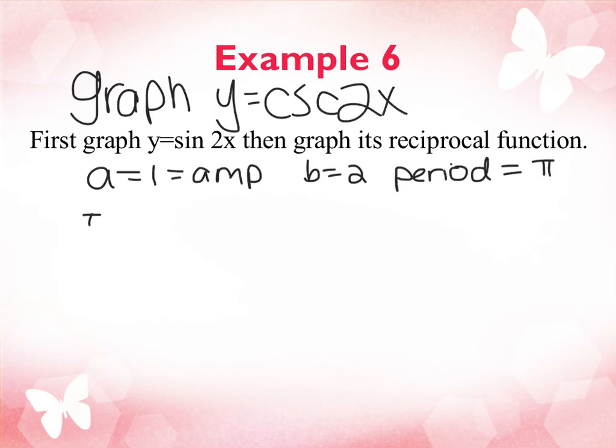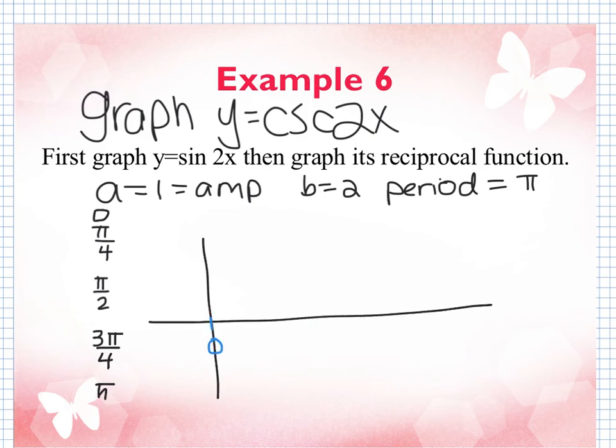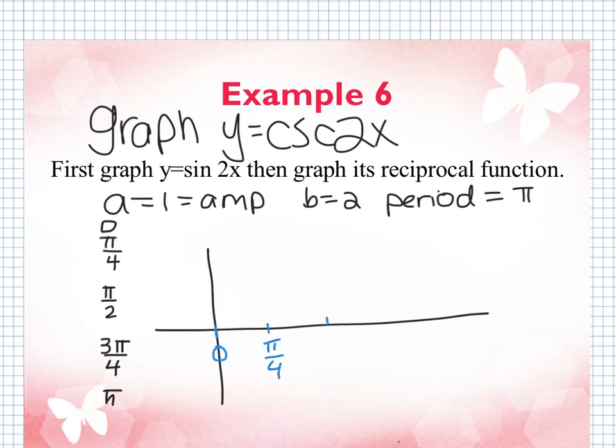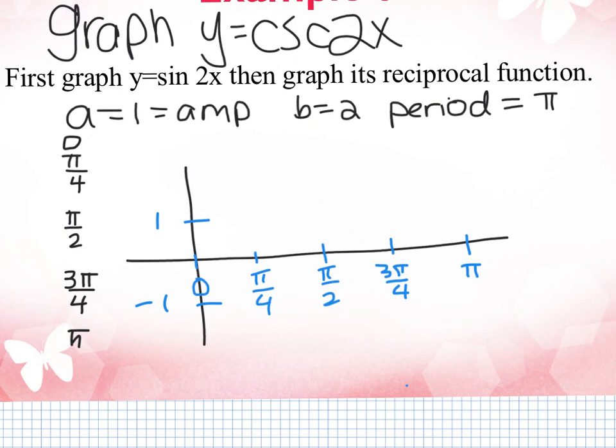Your key points are at pi over 4, pi over 2, 3 pi over 4. First one at 0, last one at pi. Amplitude is 1, so I'm going up 1 and down 1. So my sine curve starts at 0, goes up to 1, down to 0, down to -1, up to 0. It would have looked like this.